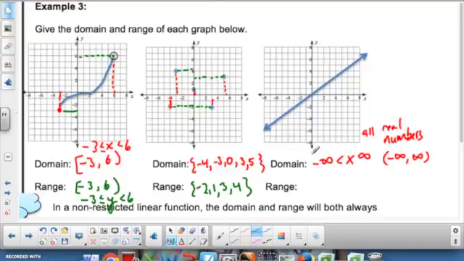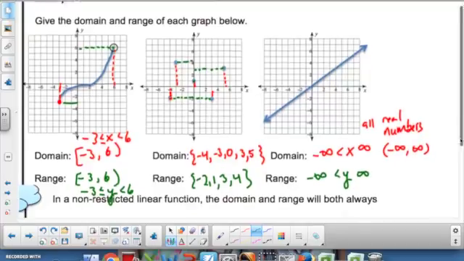Well, I'm never going to get to the bottom because as this goes to the left, it's also going down and down and down forever. So the start is negative infinity, and my y value is going to keep going up forever and ever and ever, which means I'm going to positive infinity. So the range is also all real numbers.